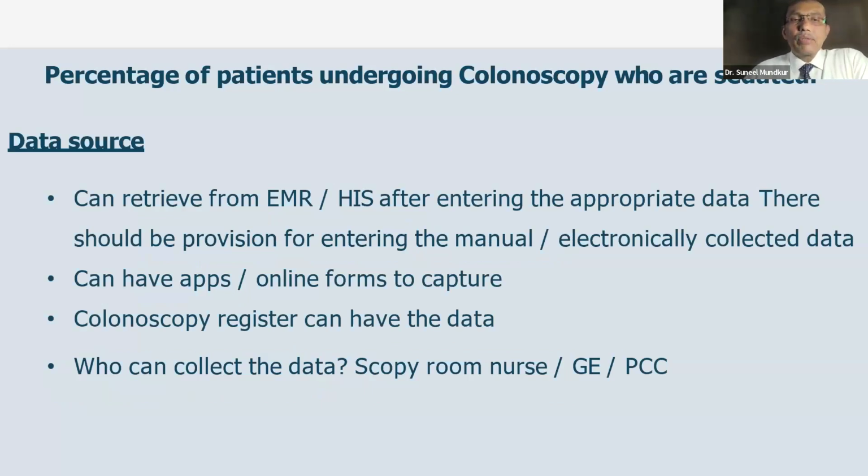You can retrieve this data from EMR or HIS after entering the appropriate data. There should be provision for entering the manual or electronically collected data also. So all you need to do is collect it directly from EMR, and it's very, very easy once you implement ICD-11 coding, because ICD-11 has procedure-specific coding. There will definitely be a code for colonoscopy. So you can brush through your EMR to find out how many colonoscopies have been done based on the code for colonoscopy. You can have apps or online forms to capture this data.